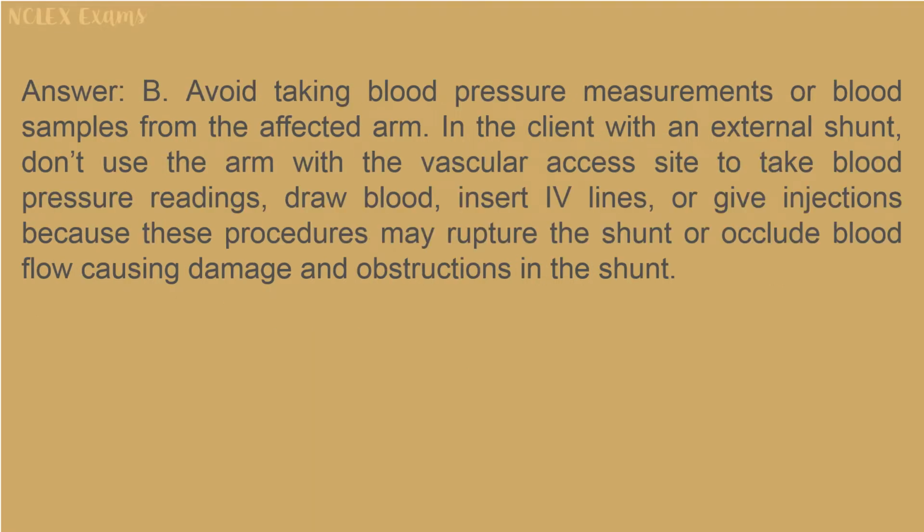Answer: B. Avoid taking blood pressure measurements or blood samples from the affected arm. In the client with an external shunt, don't use the arm with the vascular access site to take blood pressure readings, draw blood, insert IV lines, or give injections, because these procedures may rupture the shunt or occlude blood flow, causing damage and obstructions in the shunt.